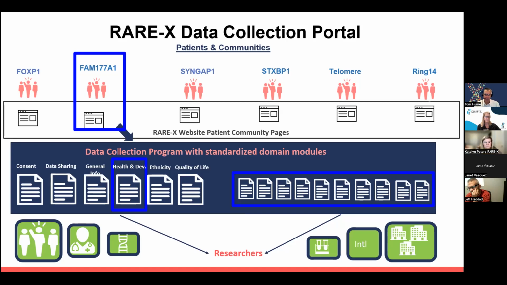Once in the data collection program itself, one of the very first surveys after you fill out consent and data sharing and just some general demographic info, one of the most important ones to fill out next is health and development, because that's really what gets it going. And that's a sort of a head to toe survey, which I'll explain further. But based on your answers on that health and development survey, other surveys more specific to that body system will be presented to you. And then on the back end of all this, researchers, again, can be international researchers, it could be at a pharmaceutical company, it could be at an educational institution, can see all the survey responses all de-identified.